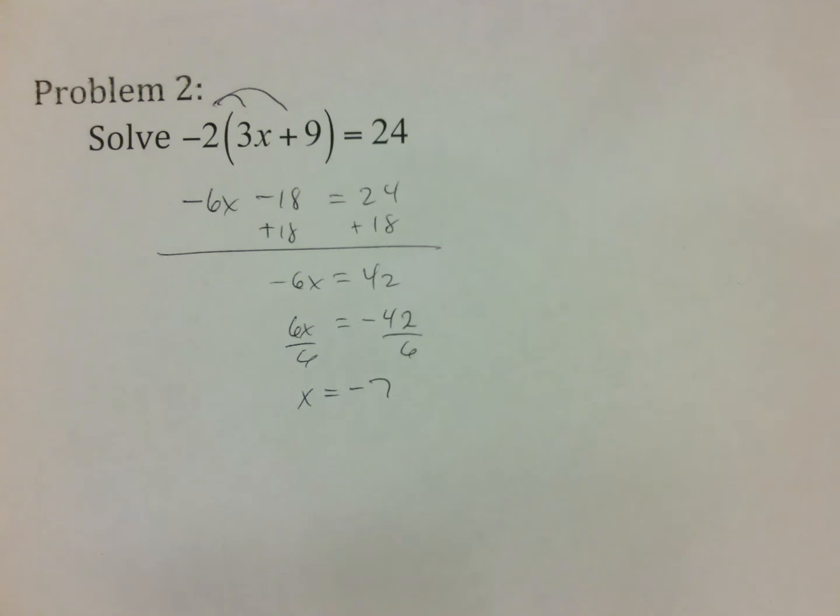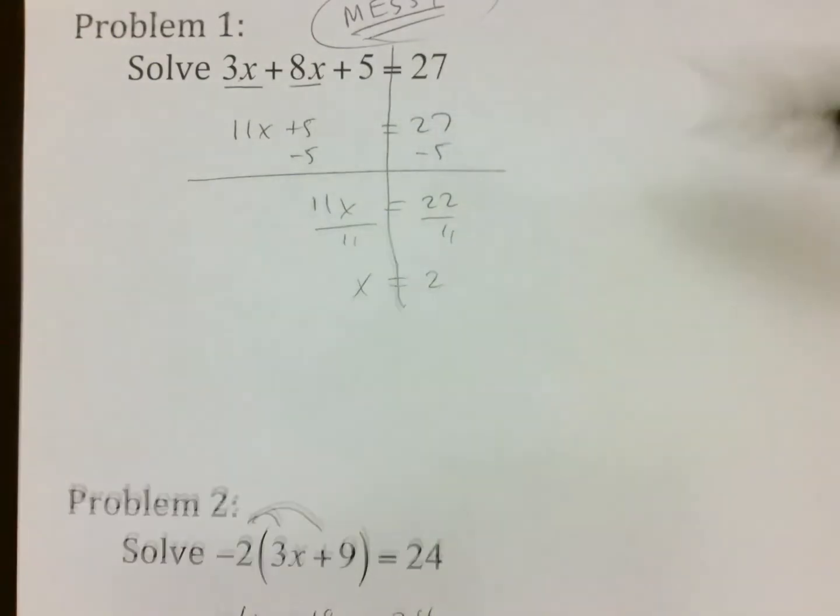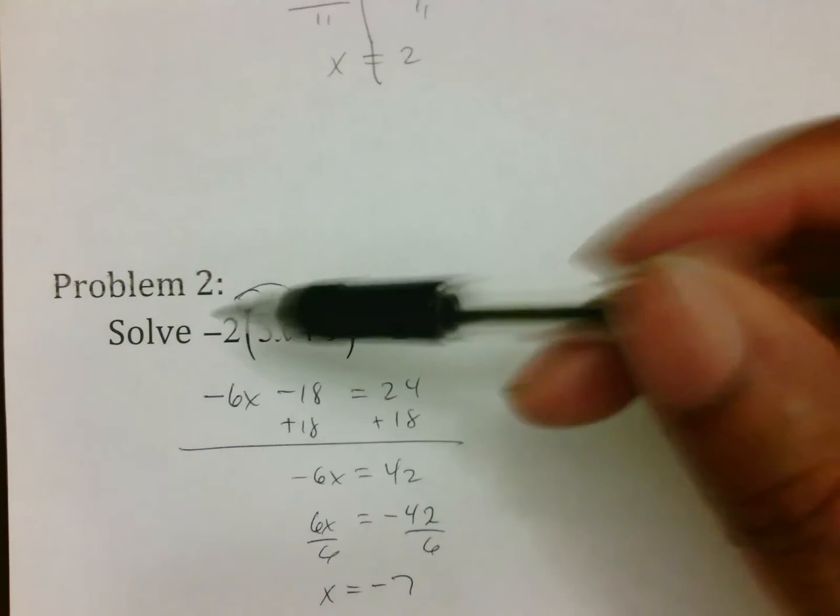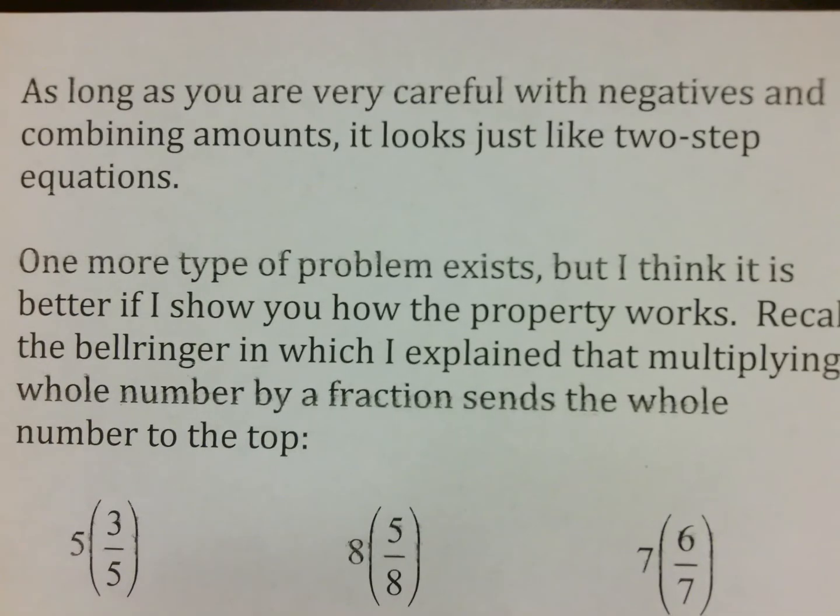Just make sure again you can deal with the combining like terms mess, which is one thing you're going to see. Another one's going to be the distributive property. For the most part, those are the only two obstacles you're going to see. As long as you're very careful with negatives and combining amounts, like I said, the negatives plus negatives and all that, it looks just like a two-step equation.